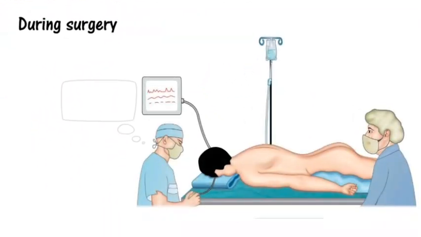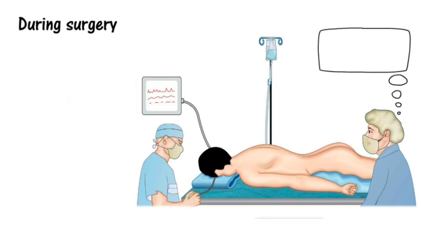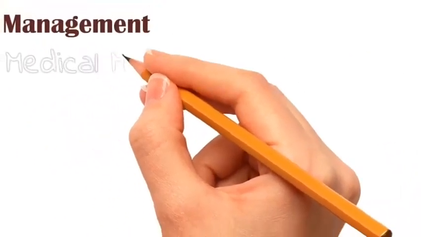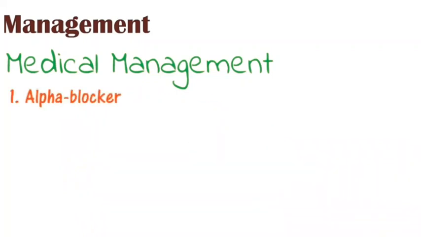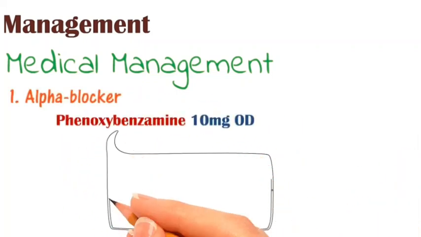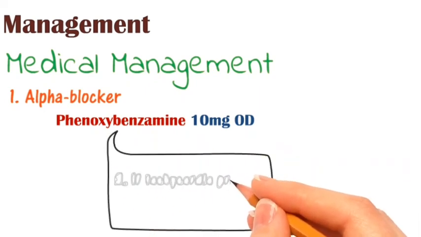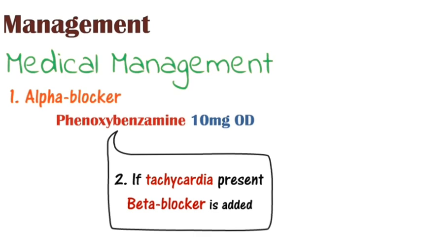During surgery, the doctor has to monitor any hypertensive crisis or cardiac arrhythmias that may occur and has to be careful not to rupture the tumor capsule. The medical management is by the use of alpha blockers. Phenoxybenzamine 10 mg OD can be given, and if tachycardia is present, a beta blocker is added.